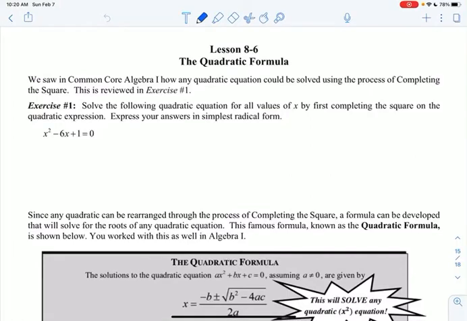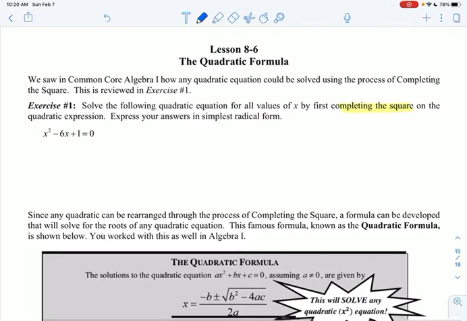Hi, Algebra 2. This is Unit 8, Lesson 6, the quadratic formula. This is something that should be familiar to you because you did it back in Algebra 1. Let's start with exercise 1, which just wants us to solve for all values of x by completing the square. Just a quick little review of that.